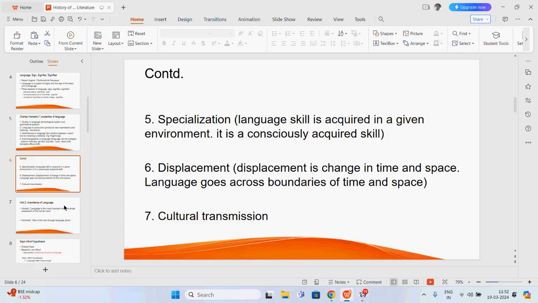Another property of language, as laid down by Charles Hockett, is specialization. If a child is completely cut off from a family, if a child is kept away from other human beings, do you think the child will learn human language? No. Language skill is acquired in a given environment. It is a very consciously acquired skill. And again, it depends on the situation where a child is placed in. According to the environment, the child picks up language abilities.